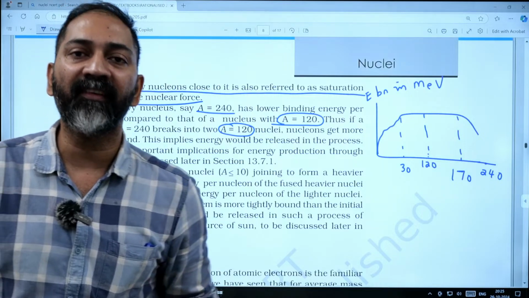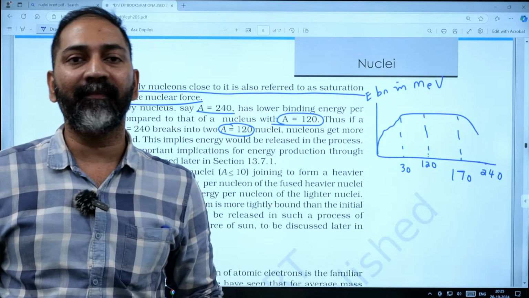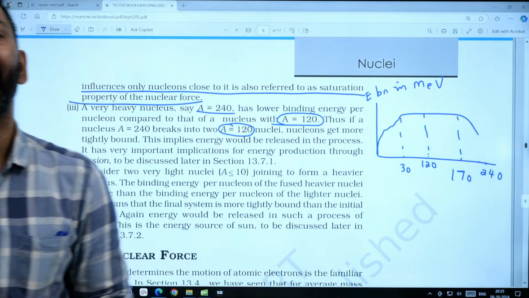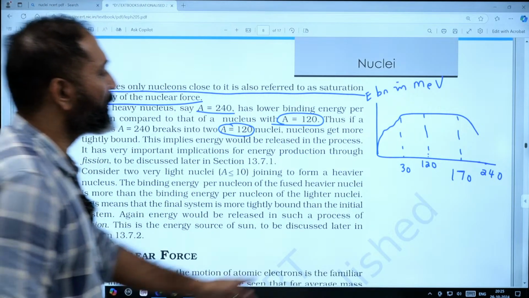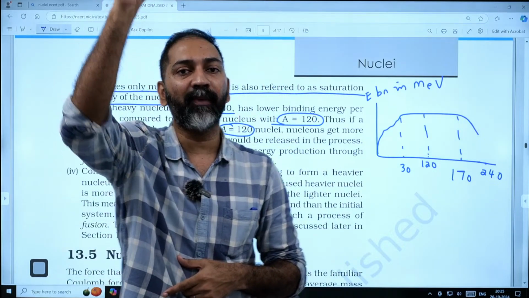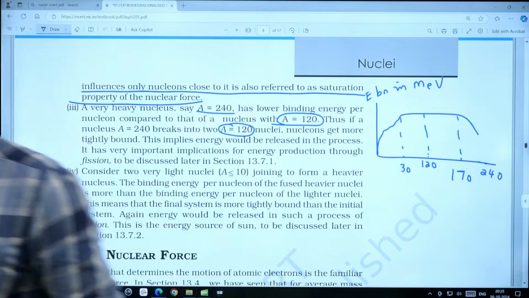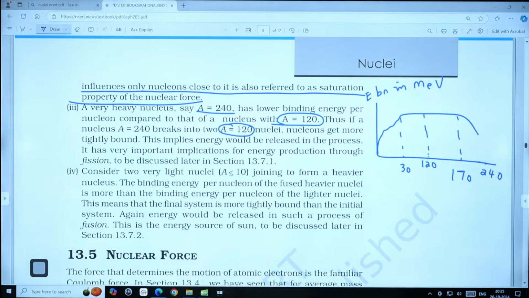So what is nuclear fission? A heavy nucleus with mass number greater than 170 splits into lighter nuclei with mass number between 30 to 170, which increases its binding energy per nucleon and its stability. It is called what? Nuclear fission.